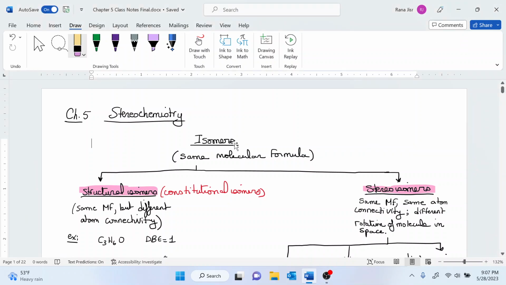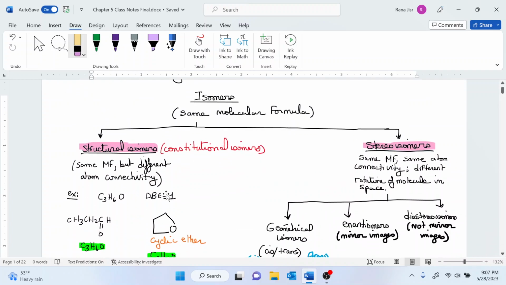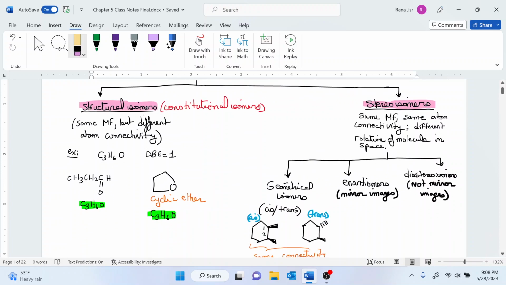Isomers are compounds that have the same molecular formula. They are divided into structural isomers. We've seen this in chapter 1. These are constitutional isomers, compounds that have the same molecular formula, but every time you write them, you can simply write them differently. So they have different connectivity of atoms.